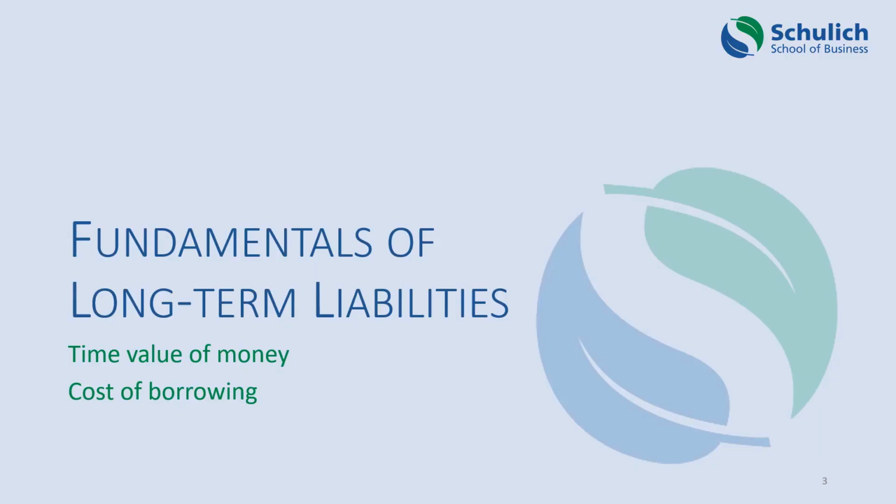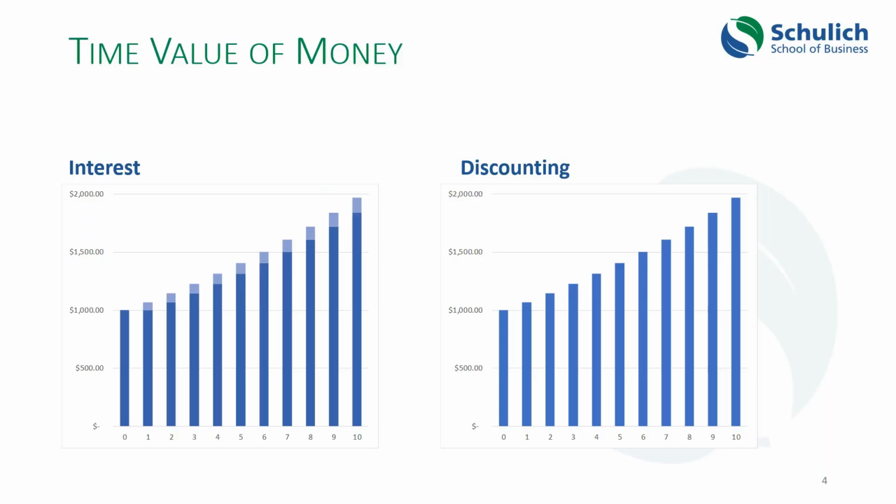I want to start with the time value of money, and then I'll talk to you about the cost of borrowing. The time value of money is a really basic concept for understanding debt, and I can explain it by comparing it to interest. So on the left-hand side, you've got a chart that shows interest. You've got $1,000 here being invested in year zero, and over time it grows to almost $2,000. And this is a very simple situation here.